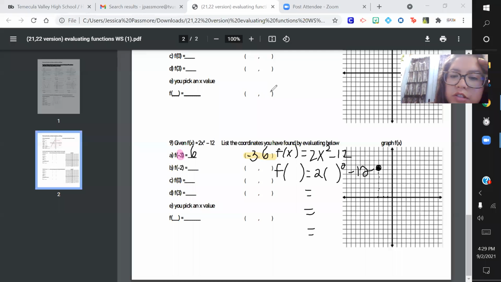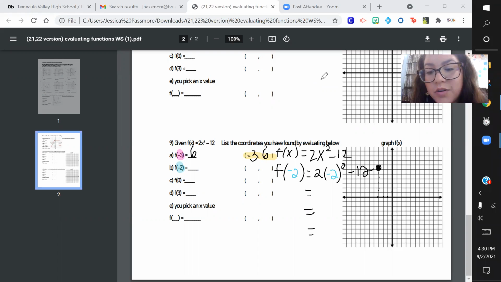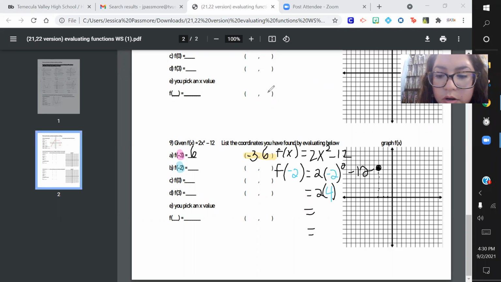plug in different values. So now the next value we're going to plug in is -2 for x. So everywhere there was an x, we're going to plug in -2. So f of -2 is equal to 2 times -2 squared minus 12. PEMDAS says -2 to the exponent needs to be done first. Parentheses don't help us. Exponents next. So -2 times -2 is +4. So we have 2 times +4 minus 12. That gives us 8 minus 12, and that gives us -4. So when x is -2, we get out -4. That relationship gives us the -2, -4 coordinate.